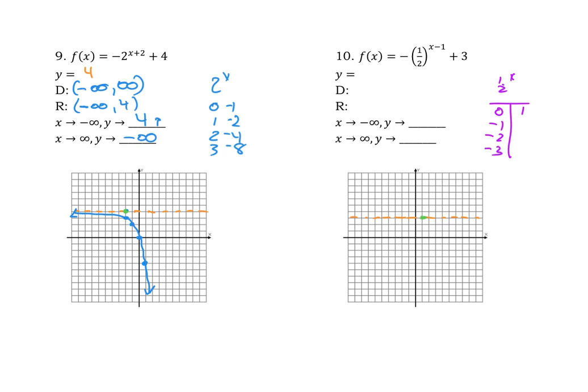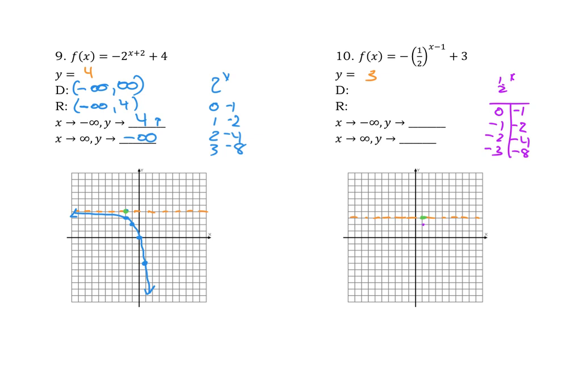And so the same pattern, which is 1, 2, 4, 8. I'm reflecting over x, so these are all negative. So now, oh, I didn't put my asymptote. The equation of my asymptote is y equals 3. So now let's graph it.